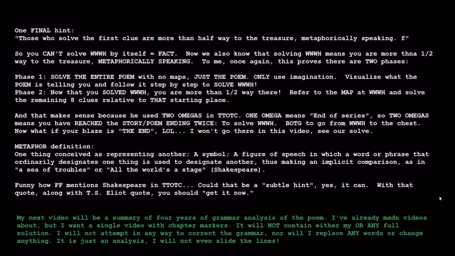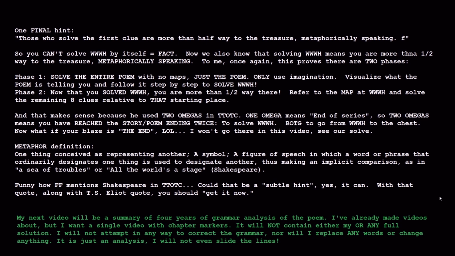This is a fact. This is not me guessing. It's not an interpretation. It's a fact. Okay. And it makes sense. When you look at The Thrill of the Chase, the very last thing in that book are the two omegas. Now, an omega means end of series. Okay. So two omegas means you have reached the end of the story or the poem twice.